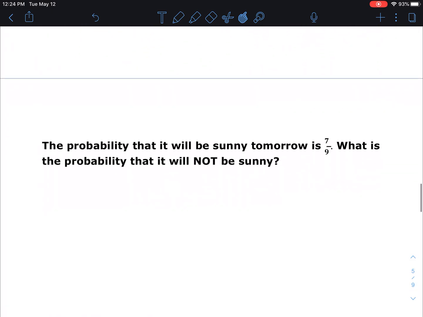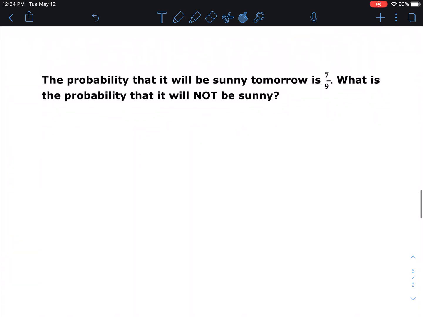All right, so here's another one. Sometimes it's important to read these carefully. So the probability that it will be sunny tomorrow is 7/9. What is the probability that it will not be sunny? So when we're thinking about total, it's always going to be 1 or 100%, depending on what you're given.